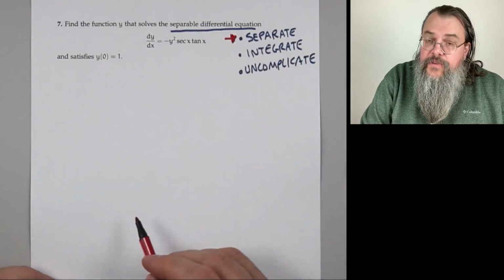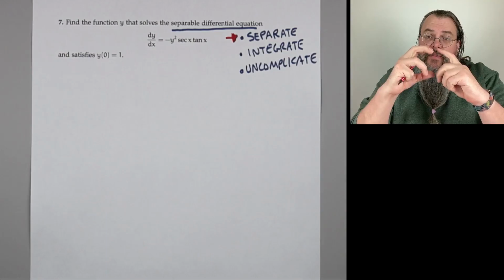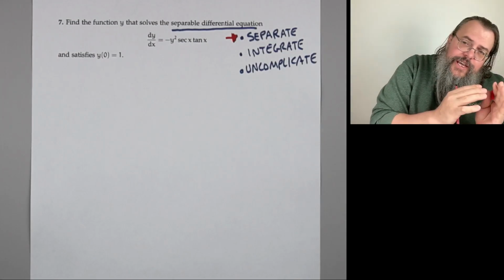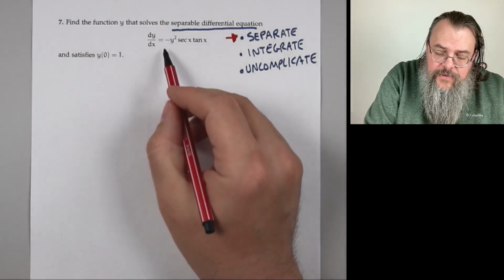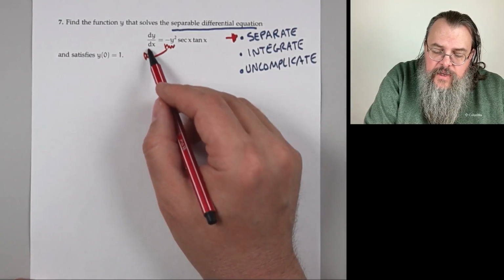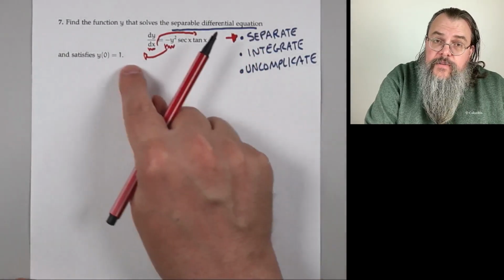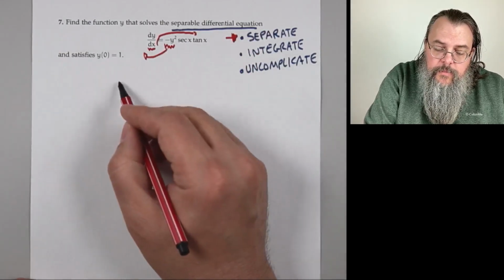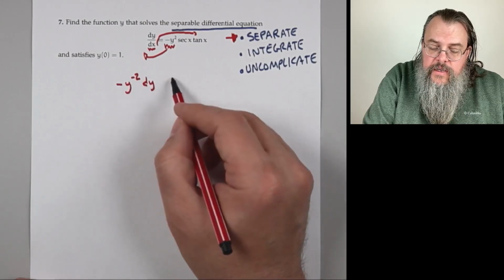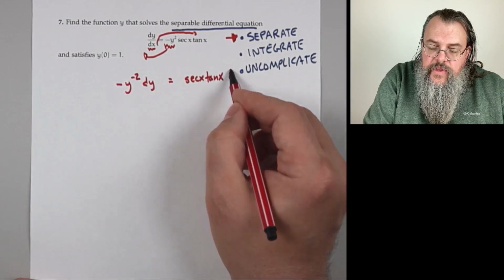All right, how do we start? Well, we're going to think of this dy dx as 2 pieces, dy upstairs, dx downstairs. And we're going to put all the y's on one side, all the x's on the other. There's not too much we have to move around. Well, we can move this part across, and of course we can move this part across. So if we do that, we do this by dividing or multiplying. So this would become minus y to the minus 2 dy is equal to secant of x tangent of x dx.